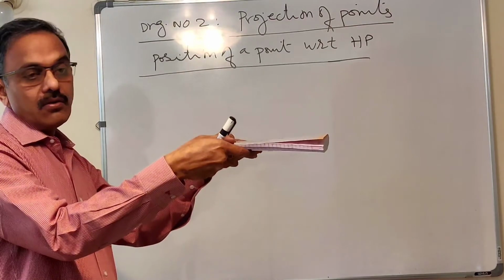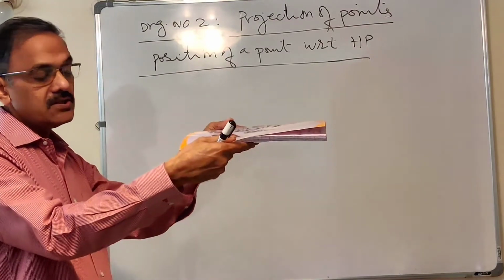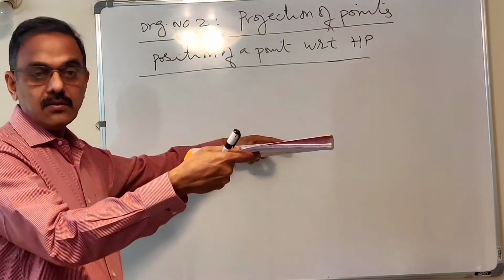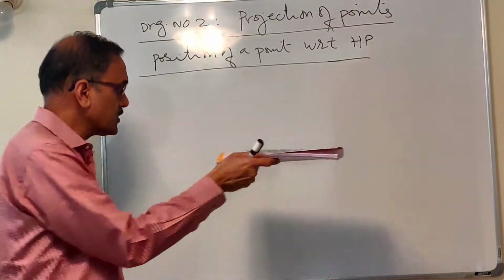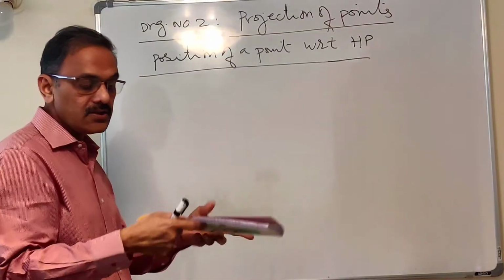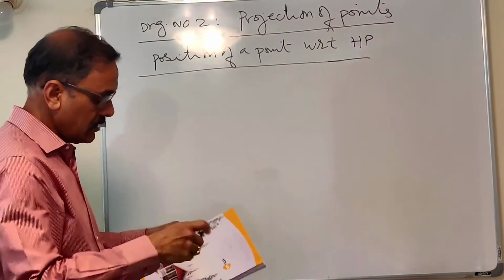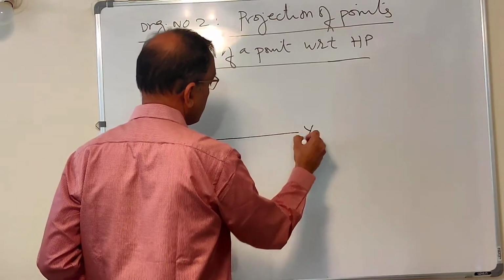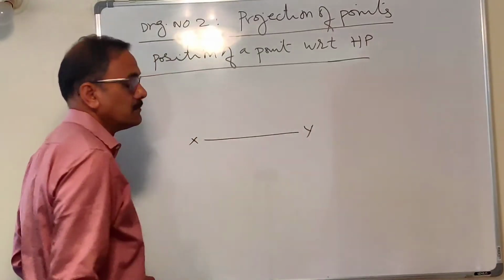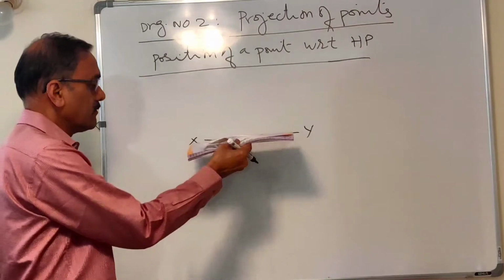Now, what is your reference line? Imagine this plane is projected onto vertical plane. You get a line here. When this is projected like this, you get a line on horizontal plane, on vertical plane. So that line is your XY line. This is your XY line.